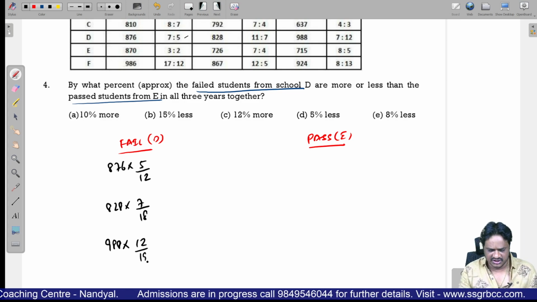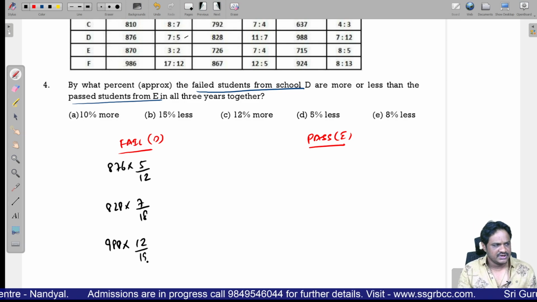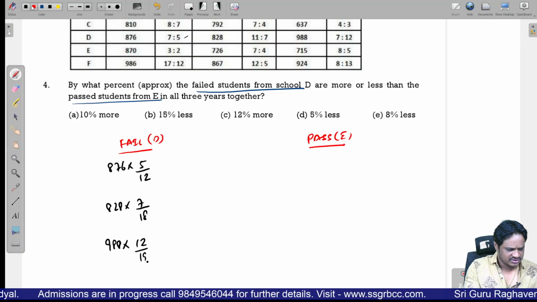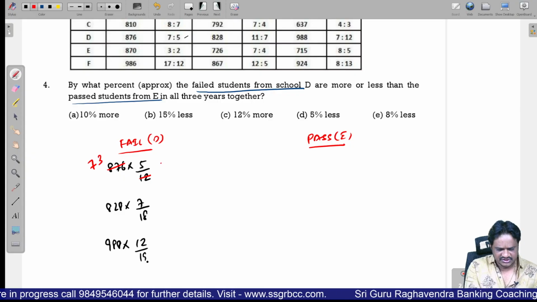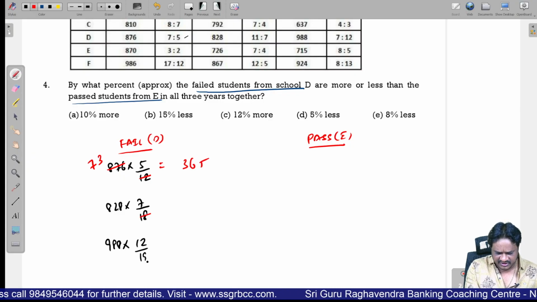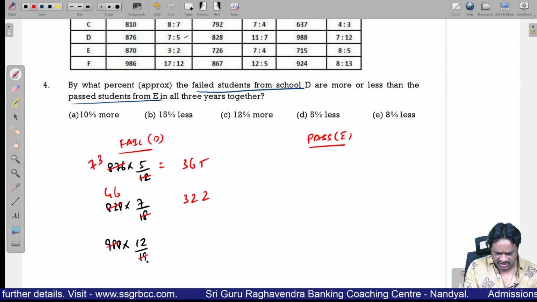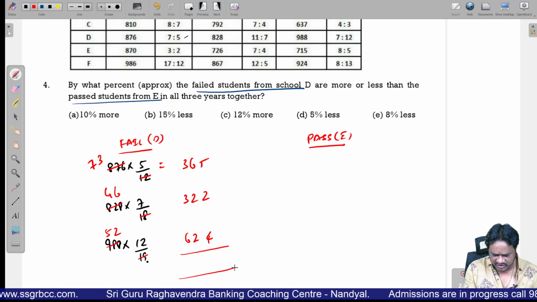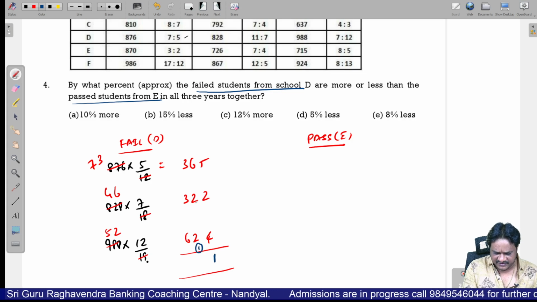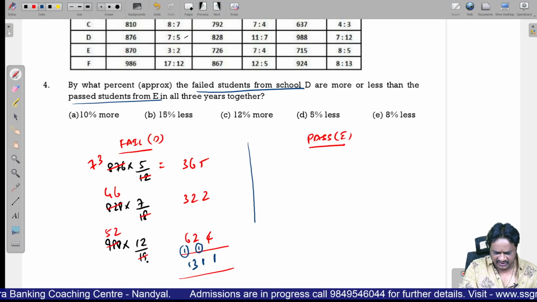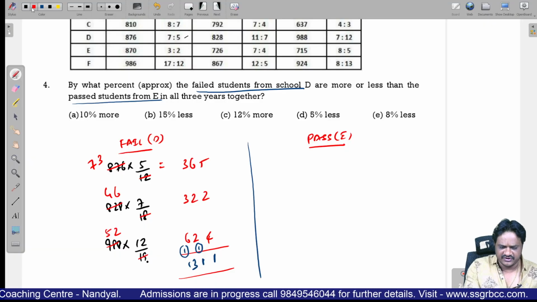Now let us do the calculation. First one, 876 into 5 by 12. See, 12 ones, 12 sevens are 84, 12 threes. So we will get 365. 18 fours are 72, 18 sixes. We will get 322. 19 fives, 19 twos. We will get 624. If you add all these three, it is 1311. Now we have to calculate pass of E.